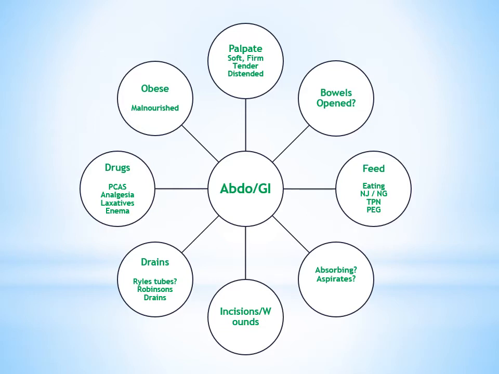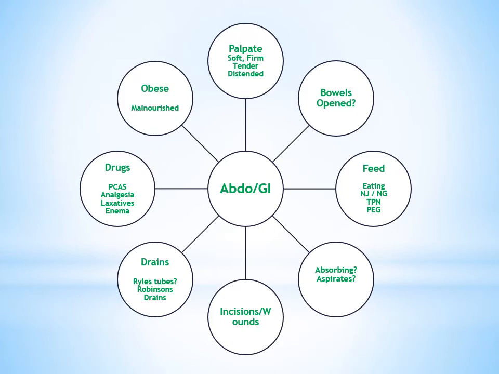Next, have a little look at their feed and whether they're feeding themselves and can eat and drink, or whether they need other types of feeding, such as artificial feed. An NJ tube, which is a nasojejunal tube, is a soft tube that's put through the nose and goes through the stomach and ends in the jejunum. An NG tube, which is a nasogastric tube, again is a soft tube that's put through the nose, but this goes just down into the stomach.